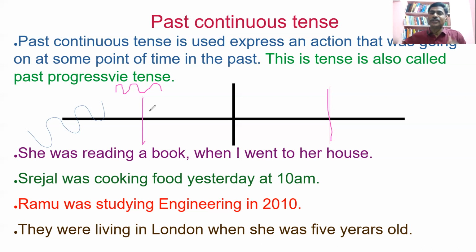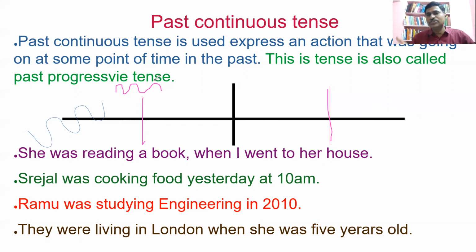Progressive means going on. For example, in 2010, Raju was studying in Hyderabad. In 2015, he was working in that company. In 2015, Ravi was working in Microsoft company. We use it like that. The purpose is to tell something that was going on at some point of time in the past. So this is the present, this is the past and the future. We are here and thinking about some past. At that time, this was going on.